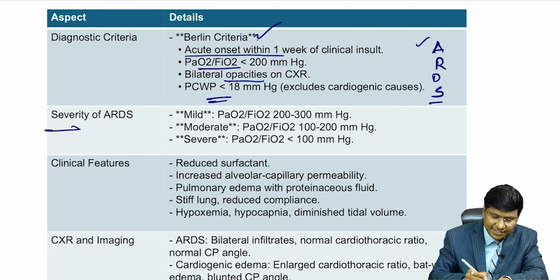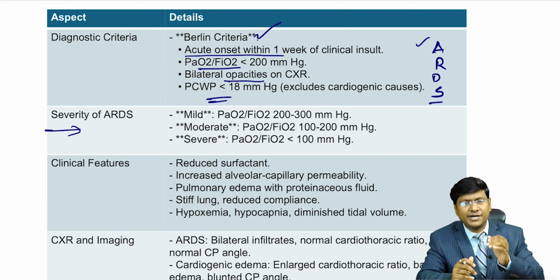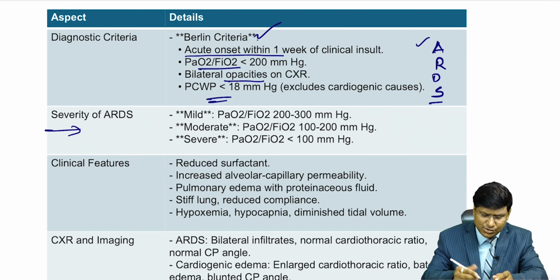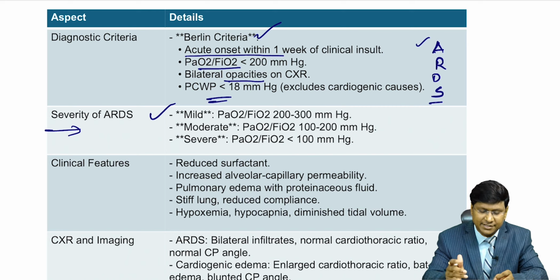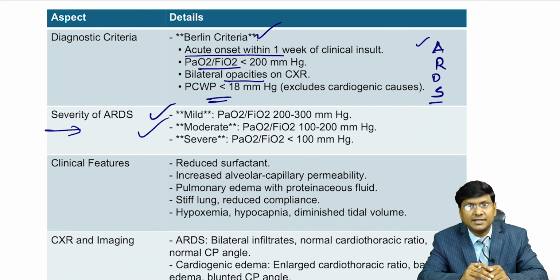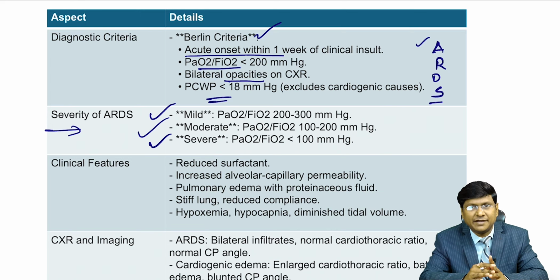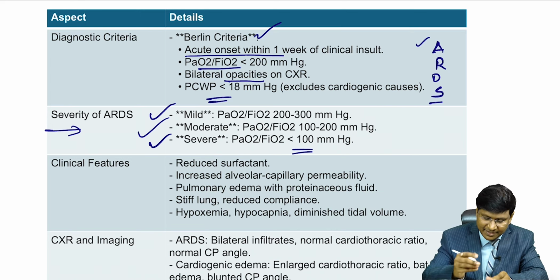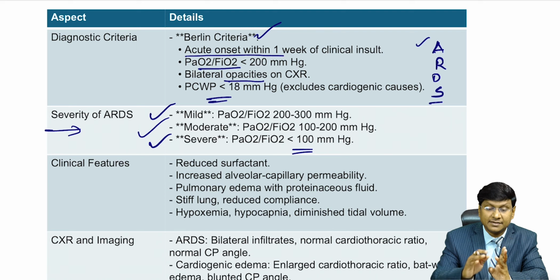And if you take the severity of ARDS, the basic problem in ARDS is reduced PaO2 by FiO2. In mild, the PaO2 by FiO2 will be 200 to 300. In moderate, it will be 100 to 200, whereas in severe, it will be less than 100 millimeters of mercury. And you have to understand that these patients have reduced surfactant, there is alveolar collapse, and they are having respiratory distress.